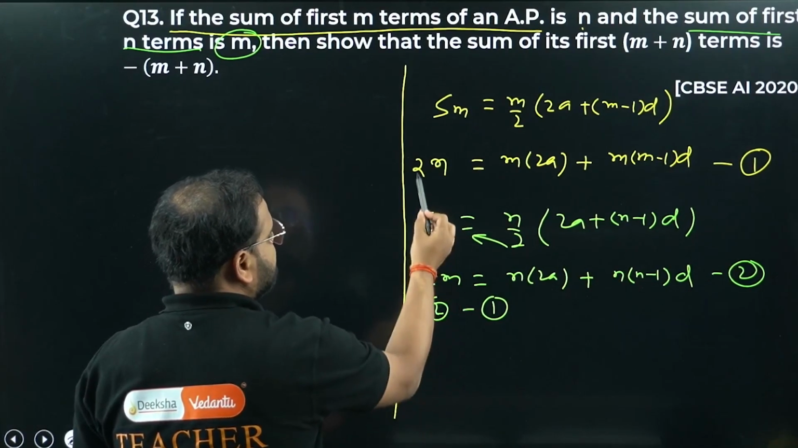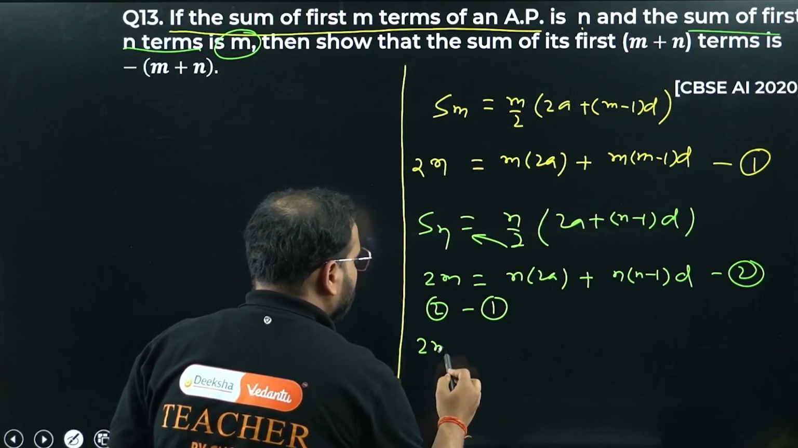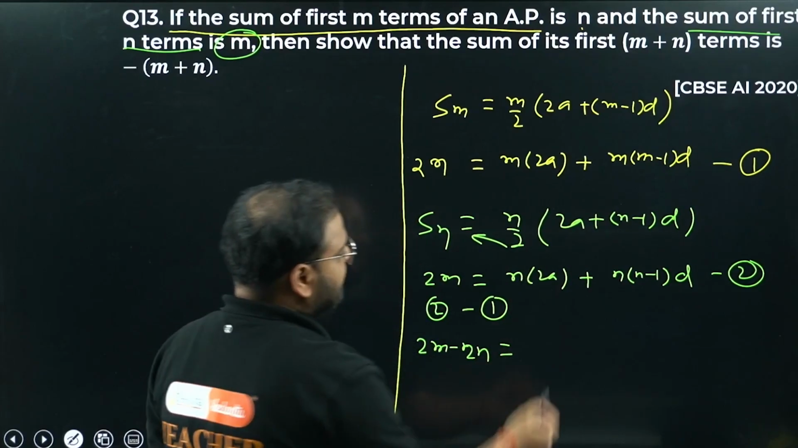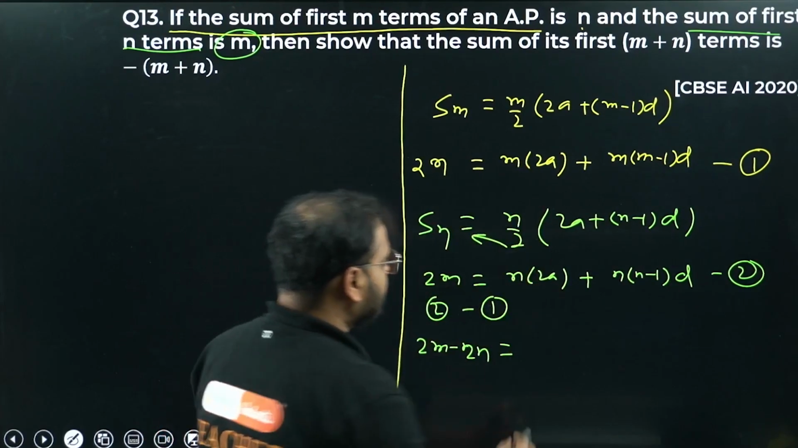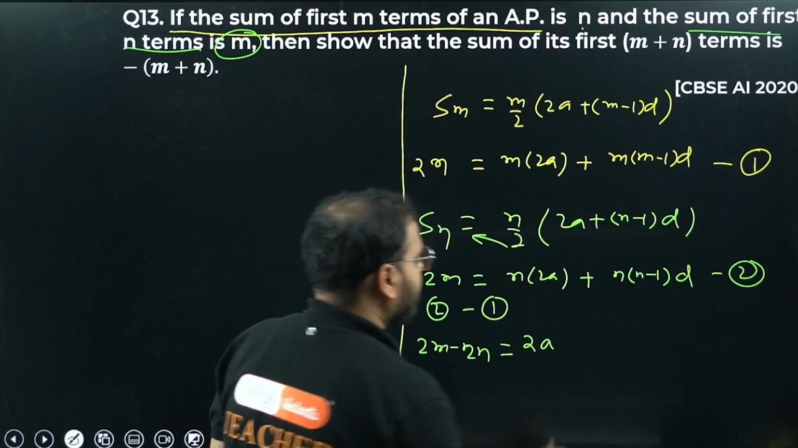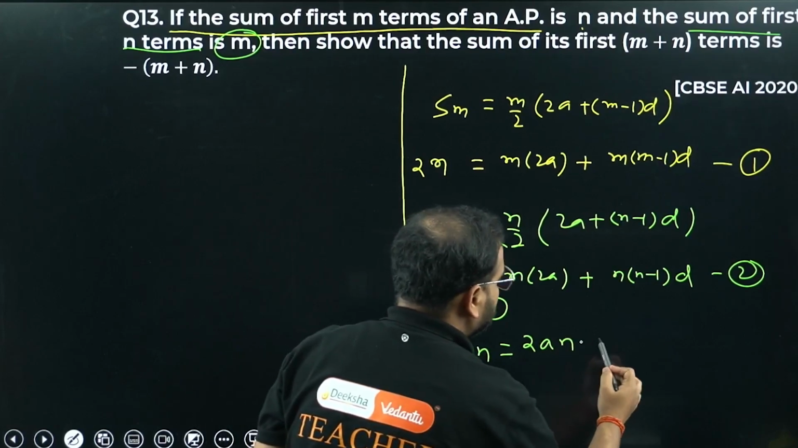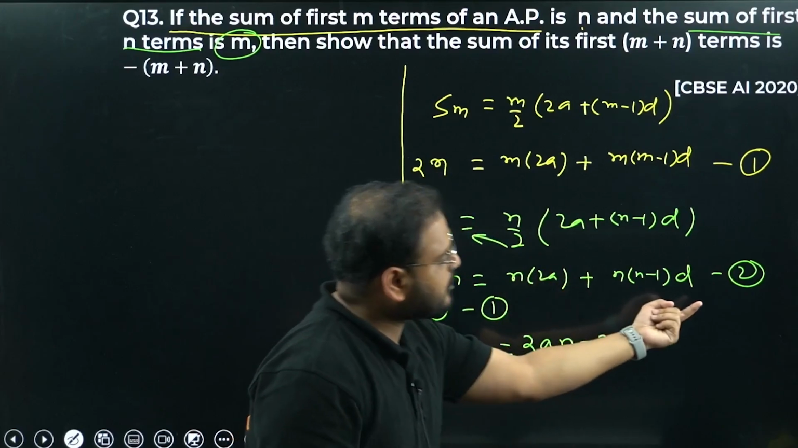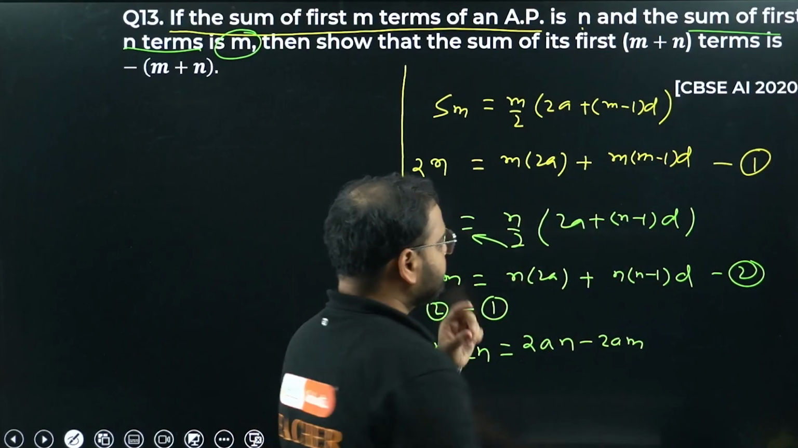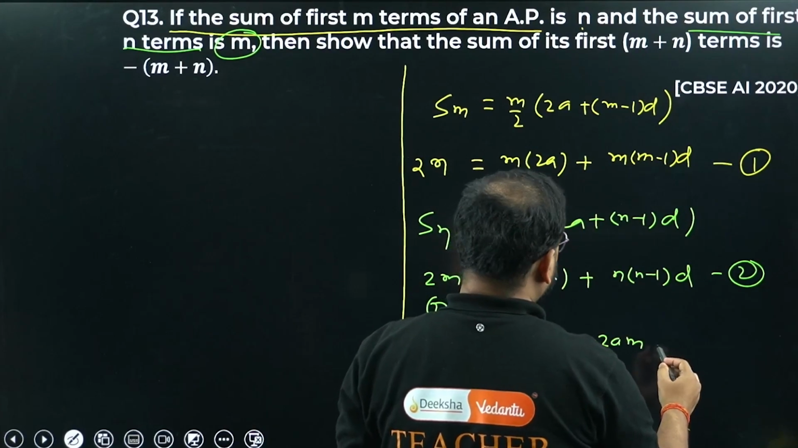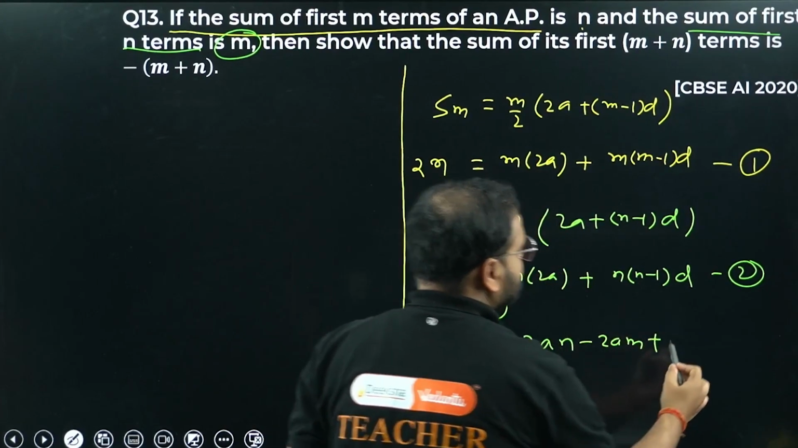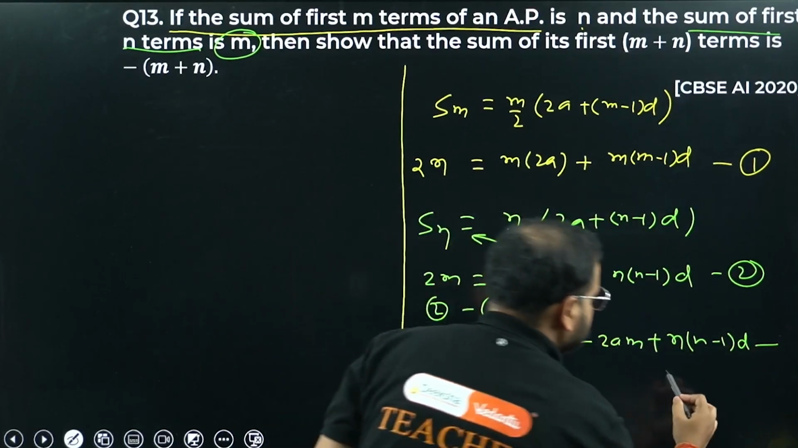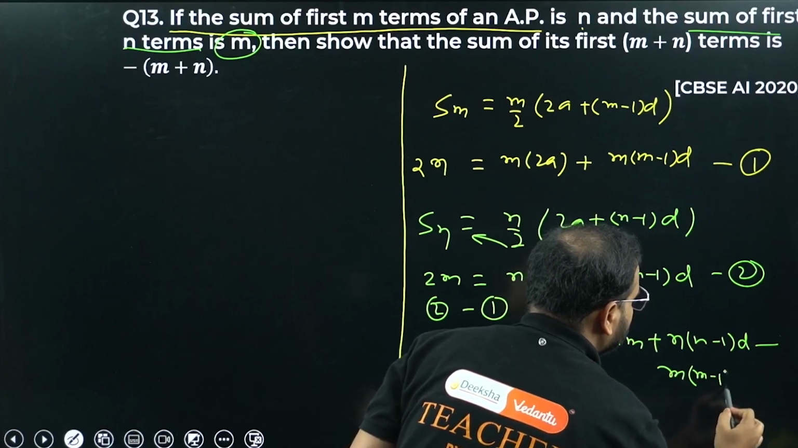What am I going to get for the left hand side? 2m minus 2n. For the right hand side, I have 2a common, so I can write 2an minus 2am. I'm not taking it common right now. 2an from the second equation minus 2am from the first equation, plus n times n minus 1 d minus m times m minus 1 d.